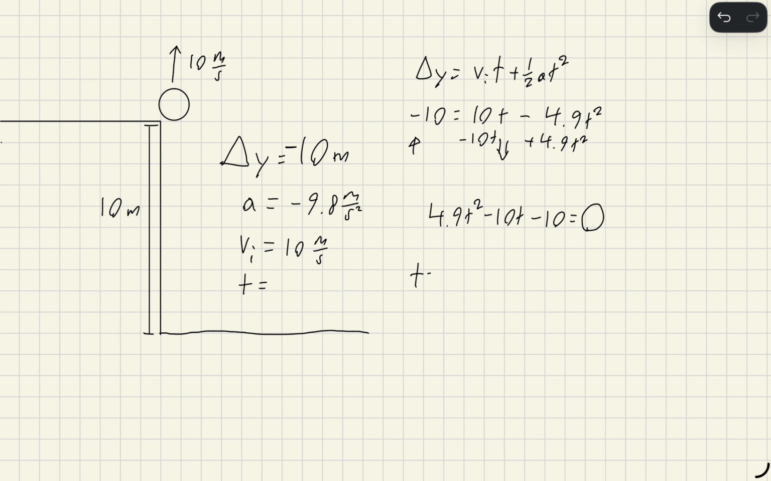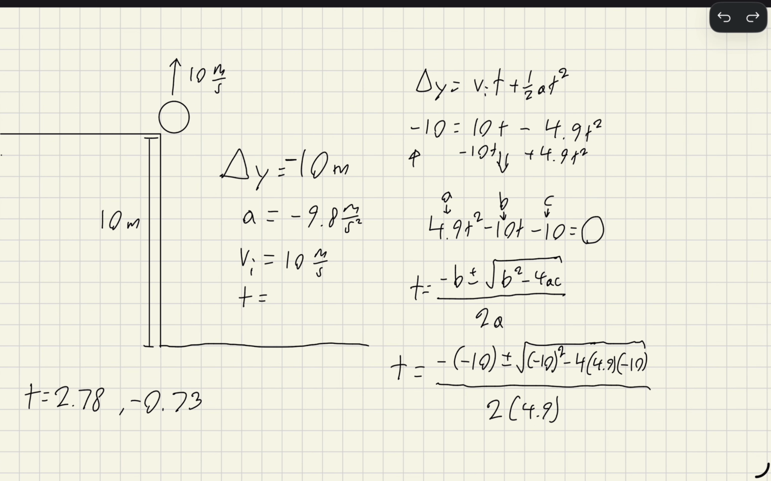Quadratic formula is going to be t is equal to negative b plus or minus the square root b squared minus 4ac, all over 2 times a. In this case, a is 4.9, b is negative 10, and c is also negative 10. So here on the right, I've fully set up the quadratic formula.